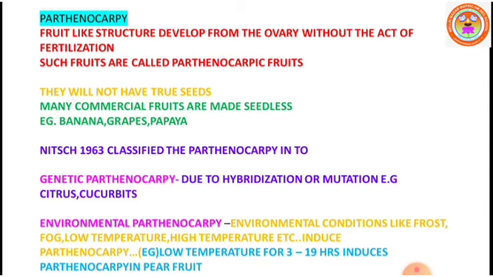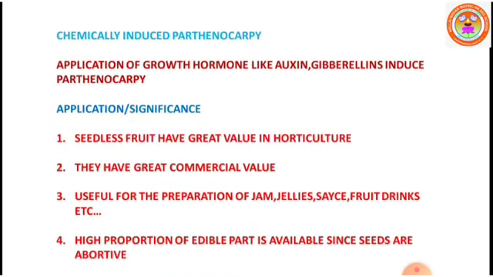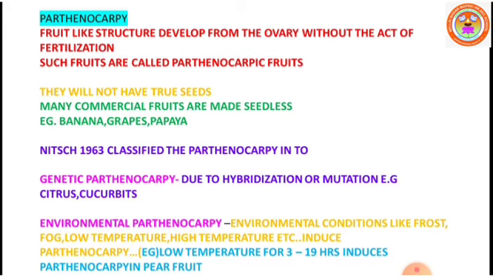In 1963, Nitsch classified parthenocarpy in plants into different types. Three types we are going to see one by one. What are they? The first one is genetic parthenocarpy. Second one, environmental parthenocarpy. The third one, chemically induced parthenocarpy. Okay, so let us start with genetic parthenocarpy.